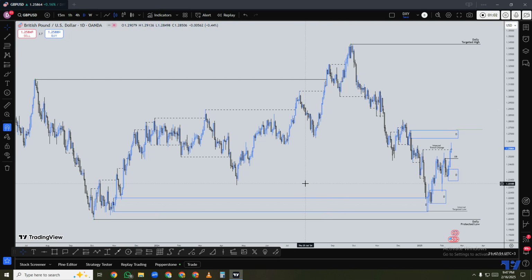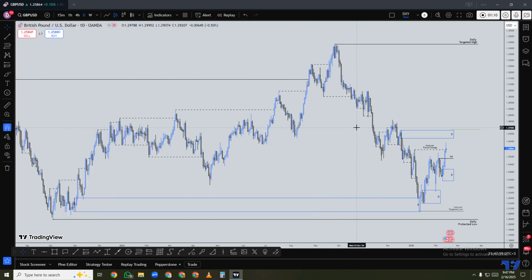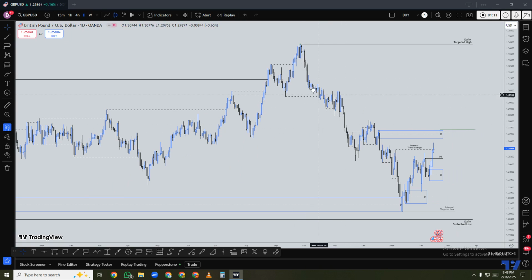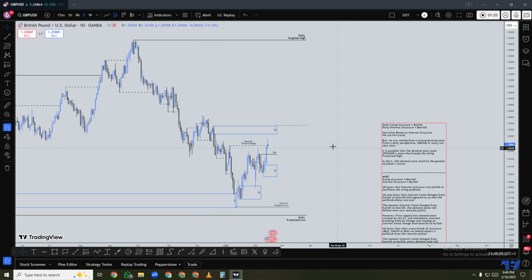For those who follow SMC, because I'm an SMC trader, you can see that this is where we broke structure to the upside. Now the trend has been bearish, and we normally say that this bearish move is to facilitate the pullback. The reason for that, let me just illustrate for you.